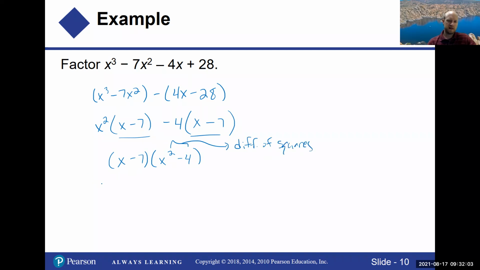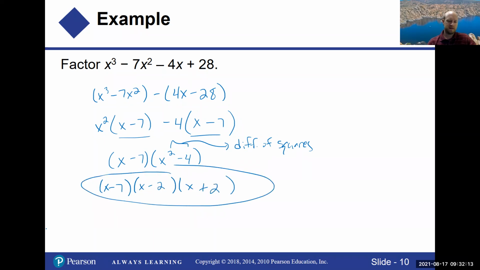Okay, so I can break that down a little bit more. The square root of 4 is 2, so just x minus 2 and x plus 2. And that is it for that one.